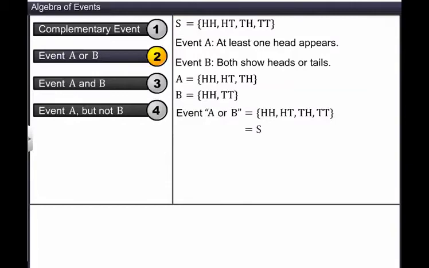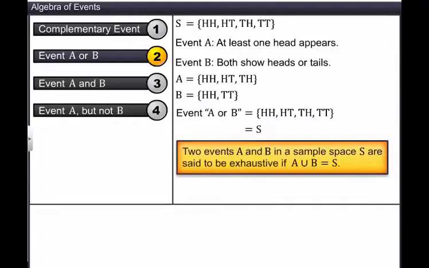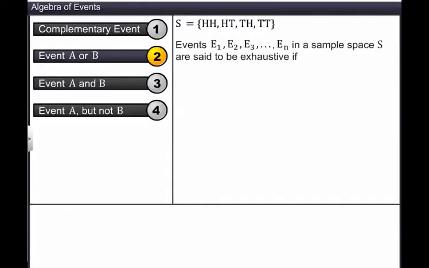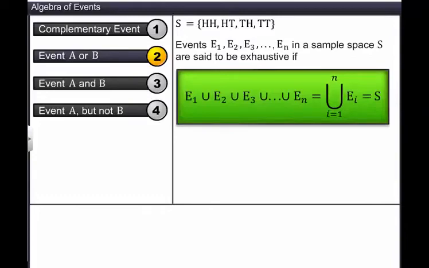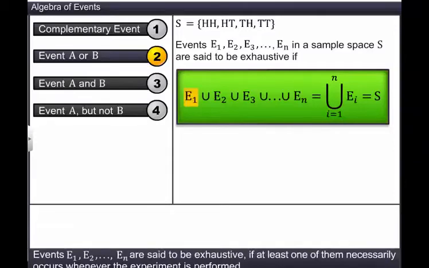Such events are called exhaustive events. Two events A and B in a sample space S are said to be exhaustive if A or B is equal to S. In general, events E1, E2, E3, and so on in a sample space S are said to be exhaustive if the union of all the events is equal to S. In other words, events E1, E2, E3, and so on are said to be exhaustive if at least one of them necessarily occurs whenever the experiment is performed.